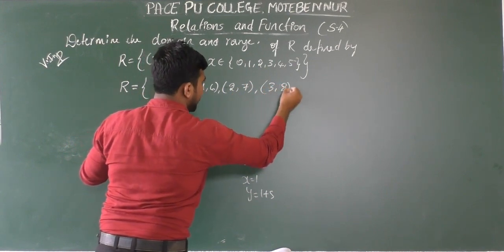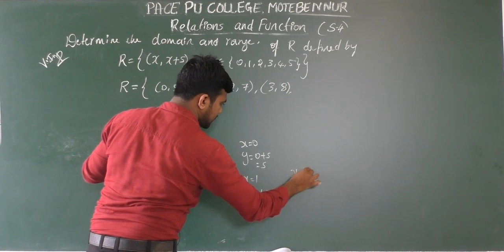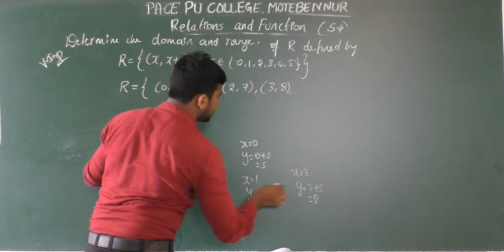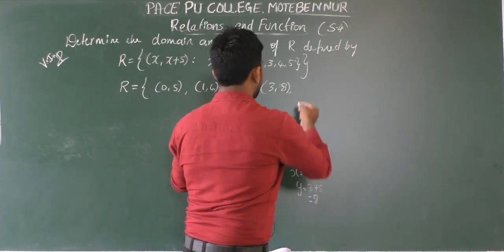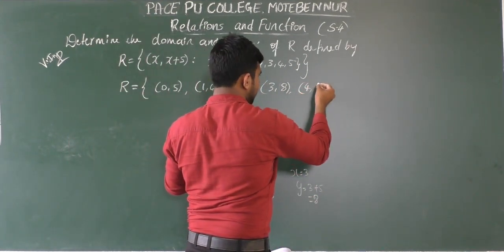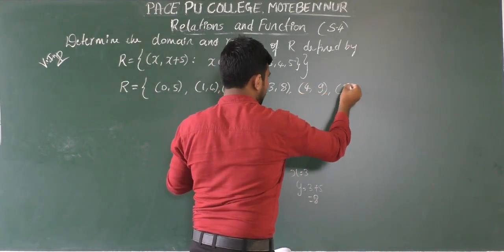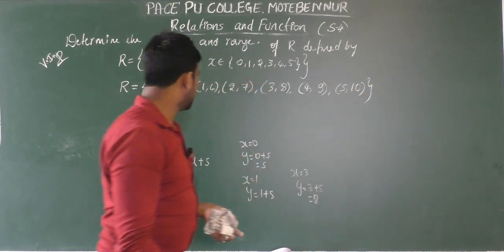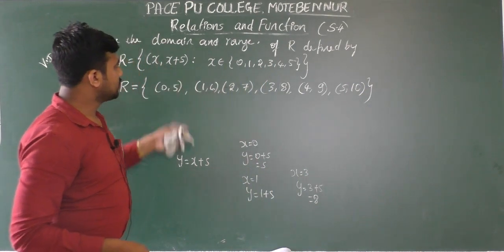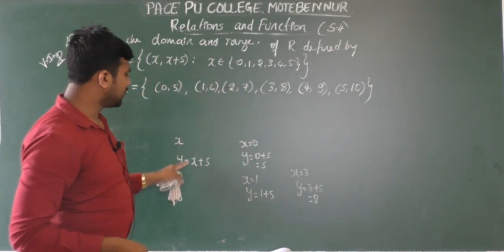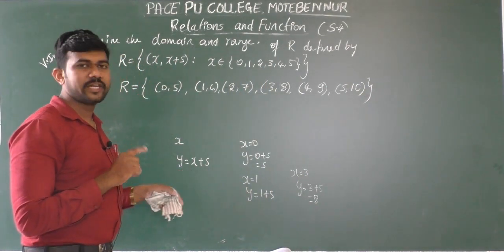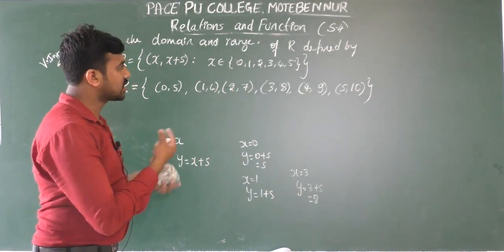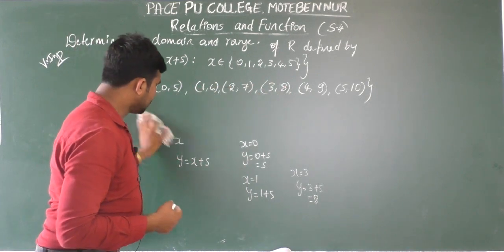3 plus 5 is 8. If you take x is 3, y is equal to 3 plus 5, it is 8. Okay, 3 is related to 8. 4, if you take, 4 plus 5, 9. If you take 5, 5 plus 5, 10. Here x belongs to this set, but y belongs to which set they didn't mention, so no need to stop here. We can continue till whatever elements we get.